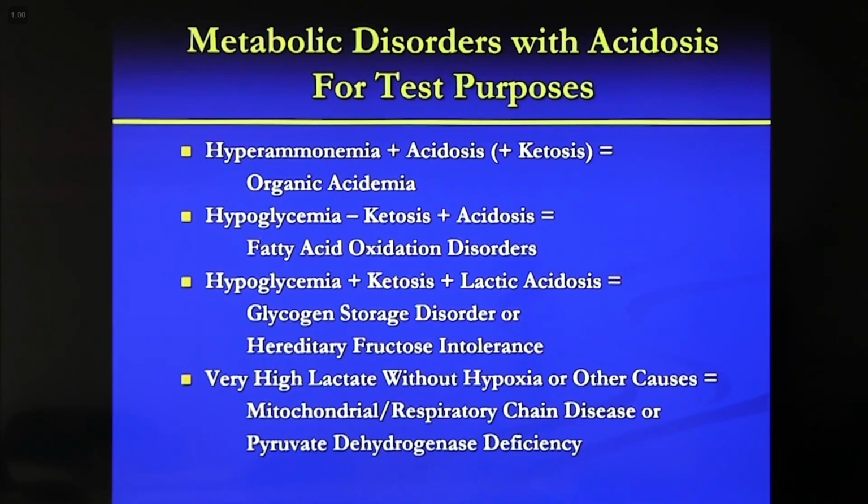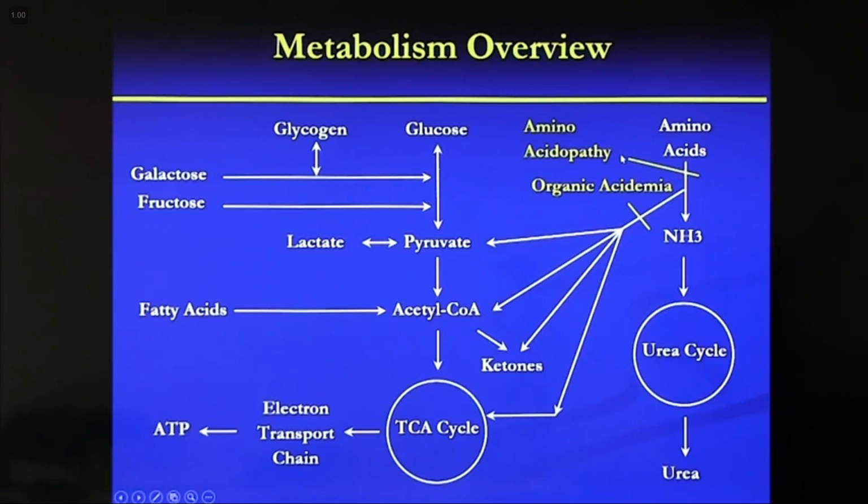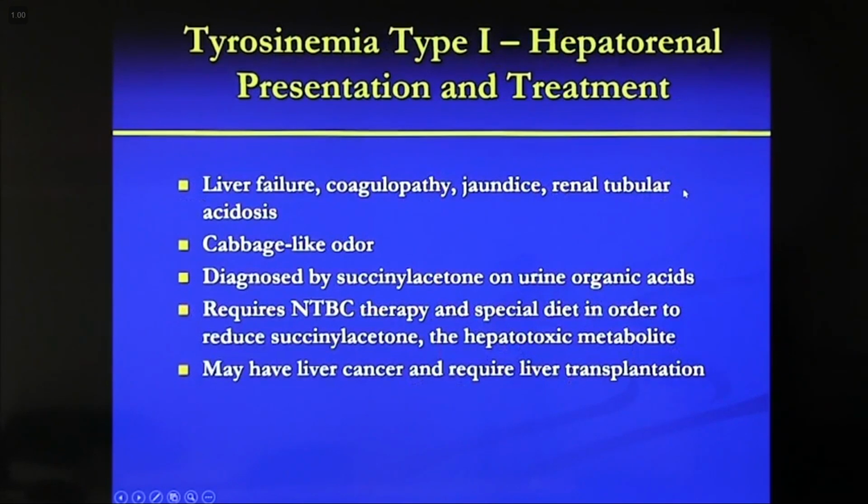So remember that. So right now, we're going to talk about some other conditions that have different presentations and are not easily categorized into one of the major things that I did before. Some of these conditions are amino acidopathies, and they interrupt the metabolism of amino acids before it gets down to the urea cycle and branches off into the organic acid problems. So here's one of them.